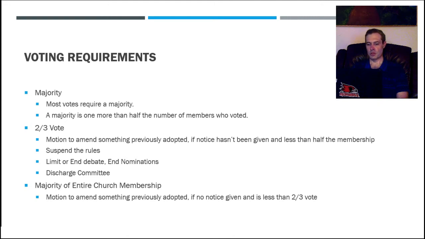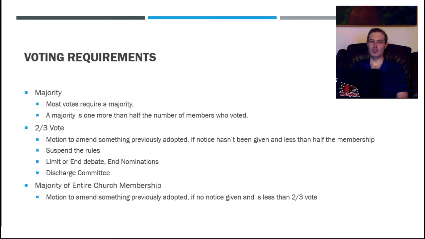Another motion that requires a 2/3 vote is the motion to suspend the rules. A lot of times there'll be some rule that prevents you from doing something, and people say, I make a motion that we suspend the rules and we do such and such. Because this would suspend the rules, you would vote on the motion, and it would require a 2/3 vote to do the action that would normally be against the rules.